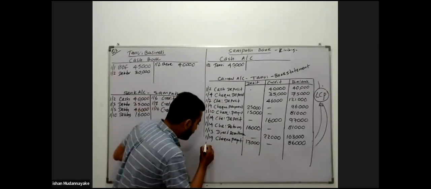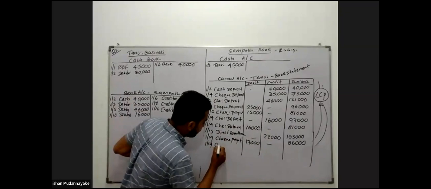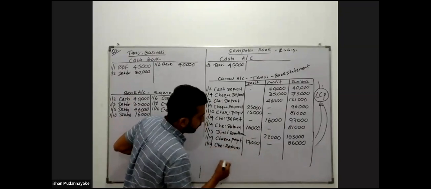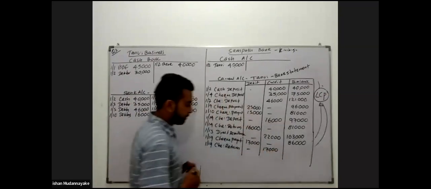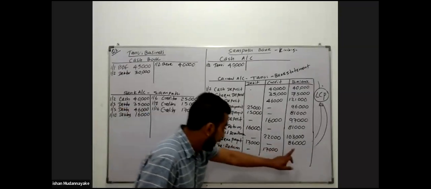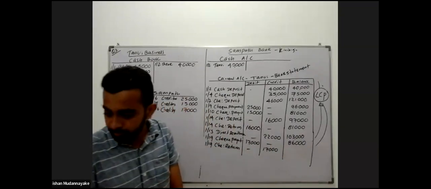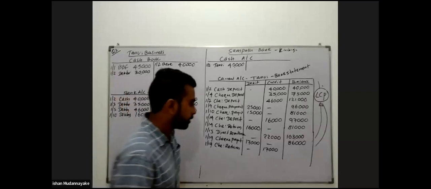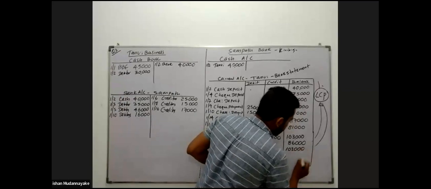Then on 19 January, here we write down check return 17,000. Check return 17,000. Okay, 19 January check return. Then 86,000 plus 17,000. Balance is how much? 103,000. Balance available is 103,000.